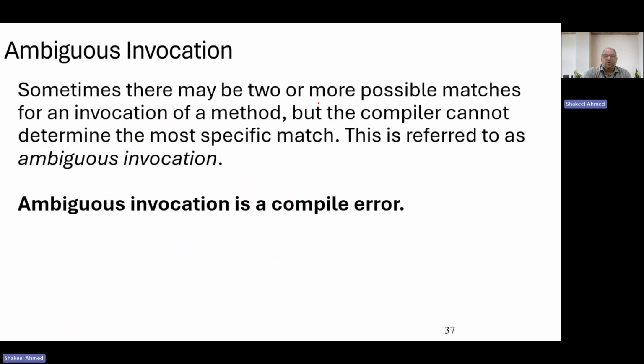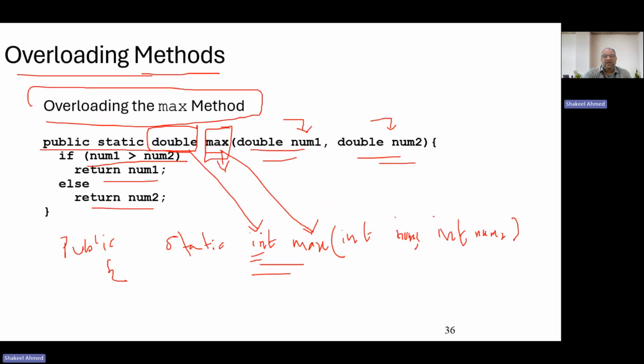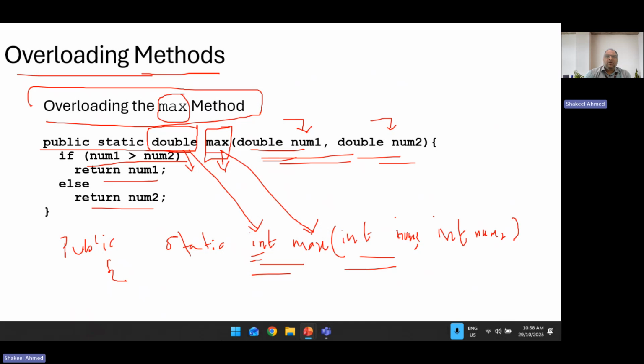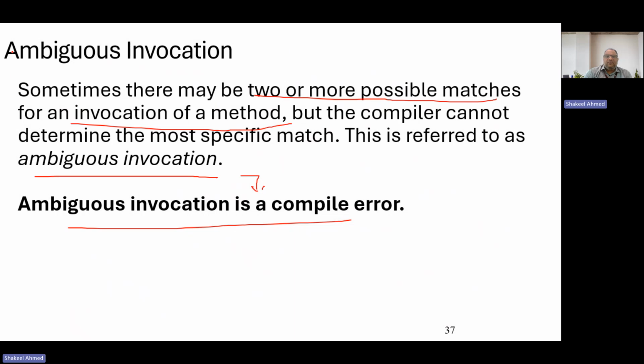Sometimes there may be two or more possible matches for an invocation of a method, but the compiler cannot determine the most specific match. This is referred to as ambiguous invocation. Ambiguous invocation is a compiler error. So if you have the same method name with the same return type, then it will be a problem. You have to be careful that if the method name is the same, the return type should be different. Then based on that, you can have the formal arguments and the main program calling with the actual parameters. In those cases where the compiler cannot determine the most specific match, it will create a problem, and that will lead you into an error.